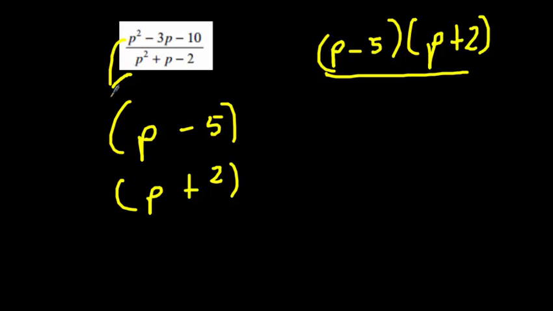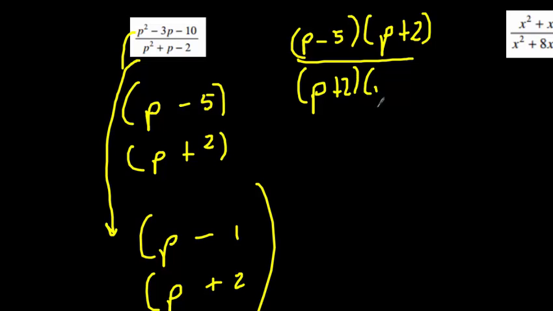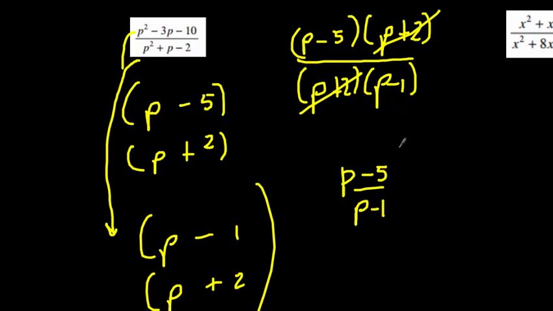Let's see, how does the denominator break down? So I want to do the denominator. I have a p and a p. I got a 1 and a 2. In order to make a +1, the middle term, this has to be +2 and this has to be -1. So I have a p plus 2 and a p minus 1. And I can see the p plus 2 will divide out. And so my answer simplified is p minus 5 over p minus 1.